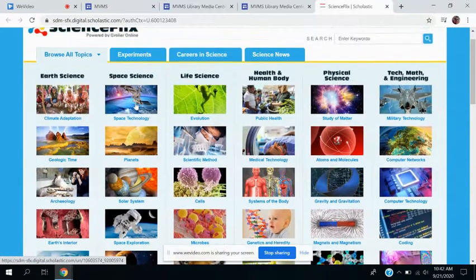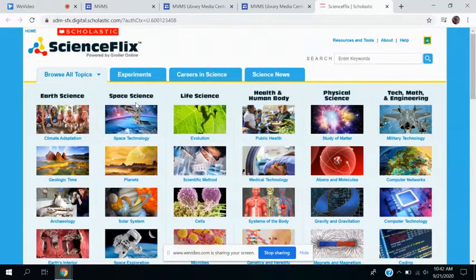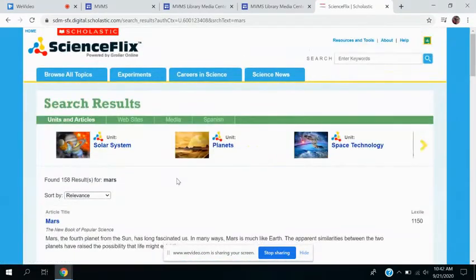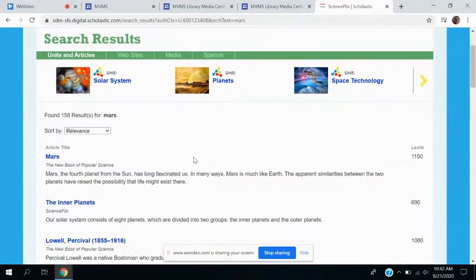For this particular demonstration, I'm going to show you how to search for something. So we're going to search for Mars. We want to find information about that planet. So potentially you're in 8th grade, you're studying the solar system, and that is what you want to find information about. So you're going to search using just a normal keyword search. What you're going to notice is that you have a lot of results. There are 158 articles that pertain to Mars in some way.